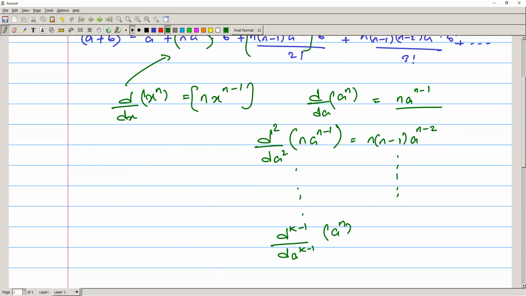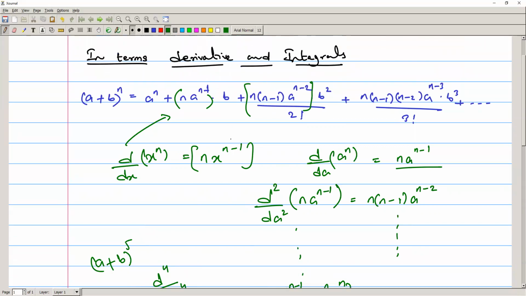All right, so what is this k minus 1? Or we can write here, this is simply not k minus 1, this is n minus 1 times we are going to differentiate. We can write n minus 1 because if it's (a + b) to the power 5, then we are going to differentiate till the fourth derivative, right? d^4 over dA^4.